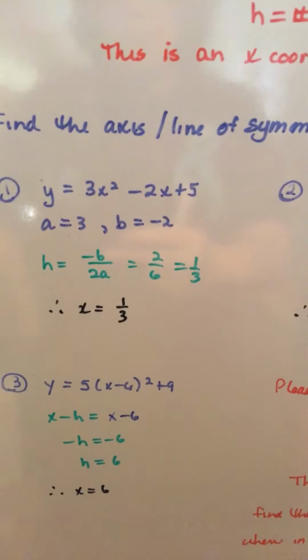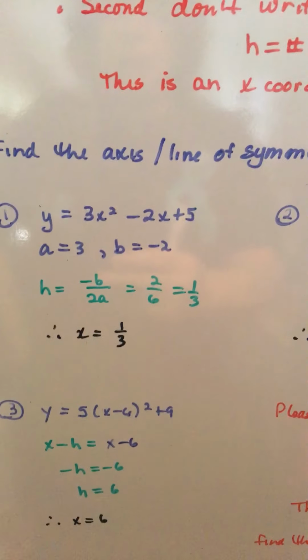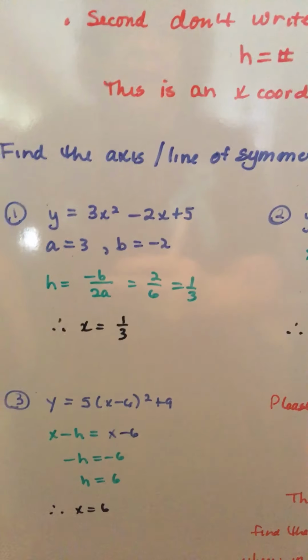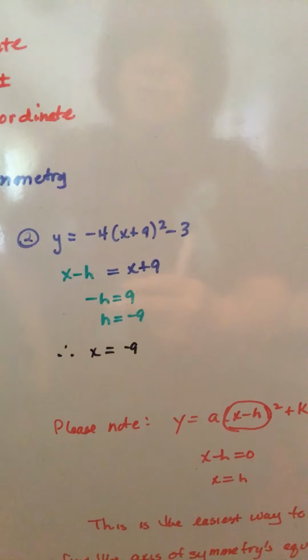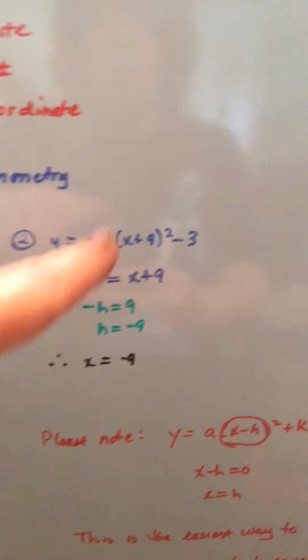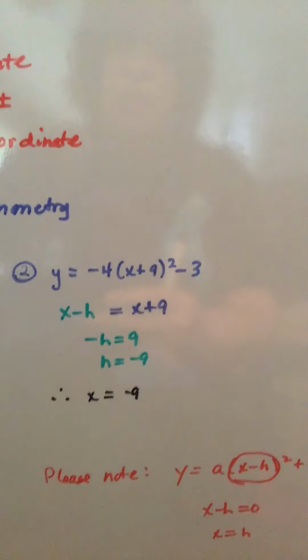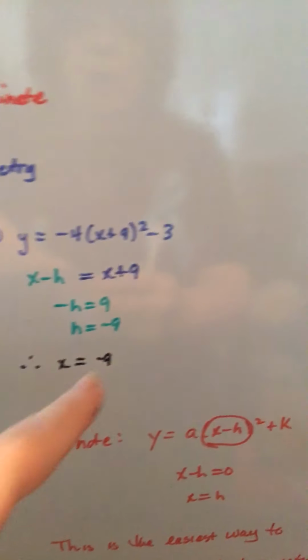So down here in the problem, my A and my B, I find H is 1/3. That's not the equation. 1/3 is not the answer. The equation is X equals 1/3. Next one. Again, I do the complicated stuff. I say, oh, this is X minus H, X plus 9, I solve it. My H is negative 9. Oh, therefore, I've got it.